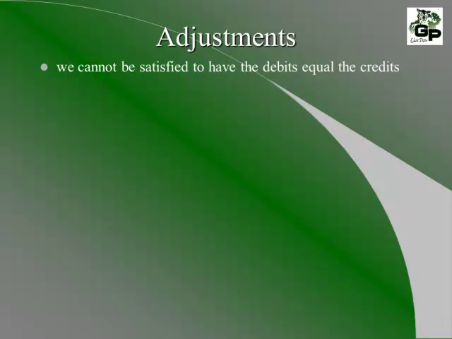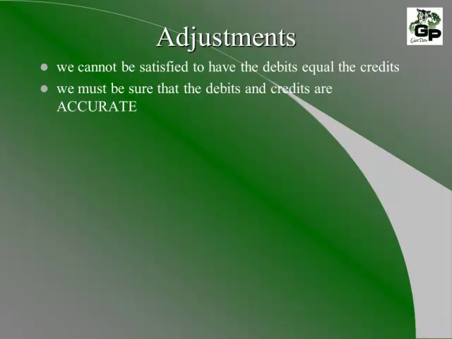Regarding adjustments, accountants cannot be satisfied to just simply have debits equal credits. We must be sure that the debits and credits are accurate, not just equal, but accurate, that the correct accounts have been included and the correct amounts have been included.